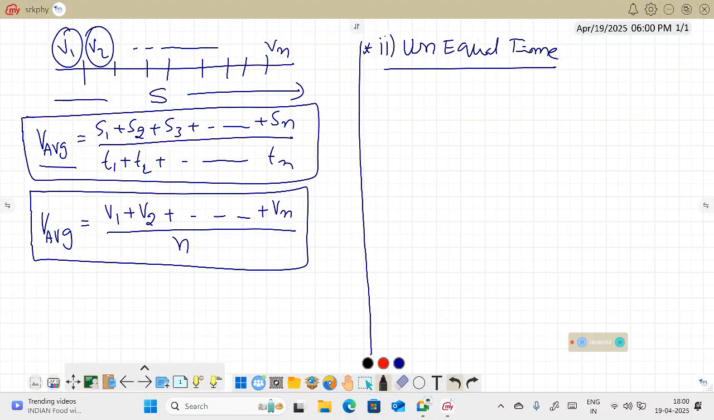So in the case of unequal time, how do we solve the average speed? This is most important. If you understand this model, we'll go to the next topic, acceleration. After that, we'll go to the kinematic equations. Up to that, we'll cover for you.